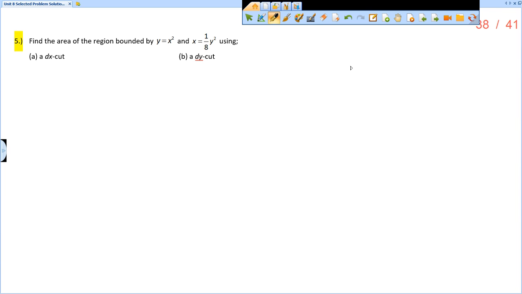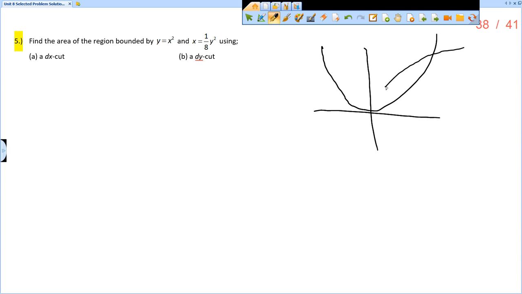All right, so first of all, we need to start off with a graph. What is y equals x squared? Well, y equals x squared would be a graph that looks like that, right? And then x equals 1/8 y squared. Well, that would be a sideways parabola facing to the right, and that is kind of wider than normal, right? But this would basically be our graph, right? So here is our region of interest, right? Now it's just an area problem.